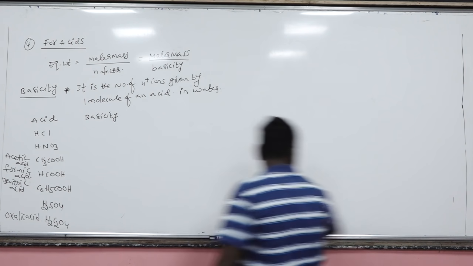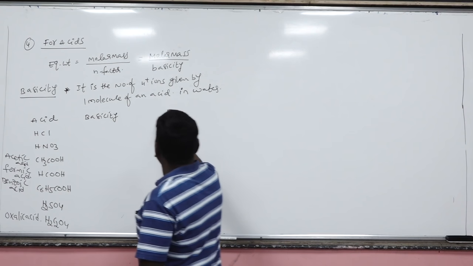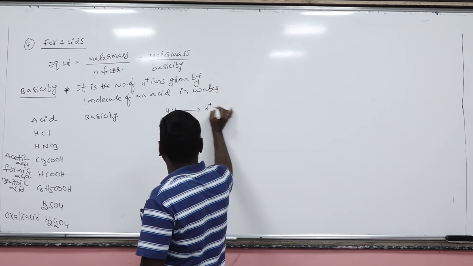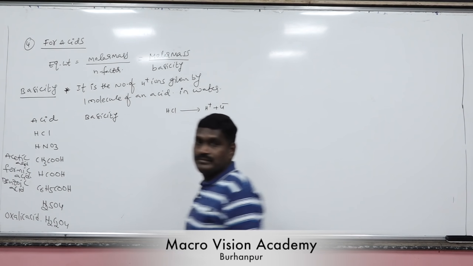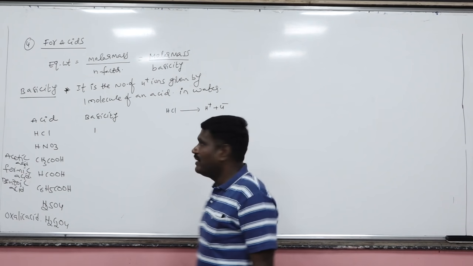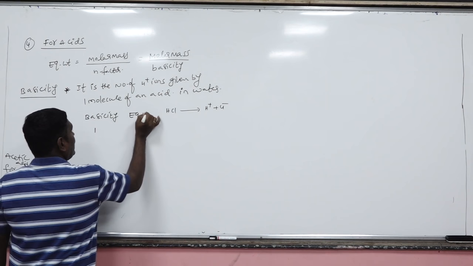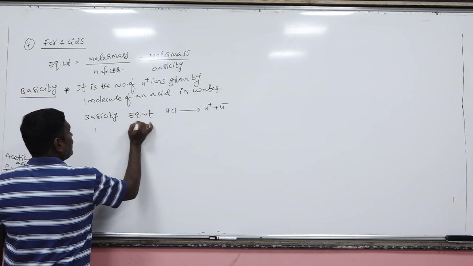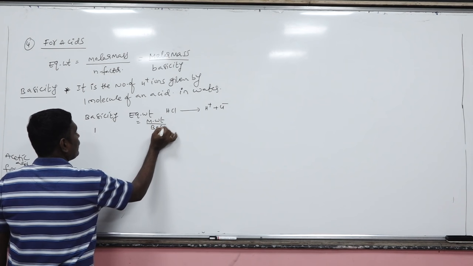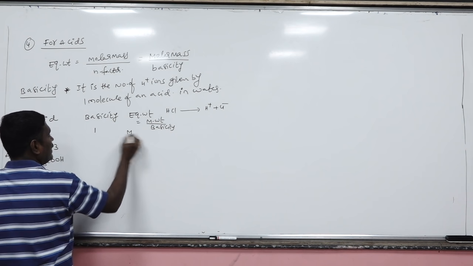Okay. Now, here, if you see hydrochloric acid, when it ionizes, it gives 1 H+ ion. Yes, that's why its n factor is 1. Now I am writing here equivalent weight also. Equivalent weight is equal to what? Molecular weight divided by basicity. So here molecular weight is M, let's suppose, by 1, that is M.